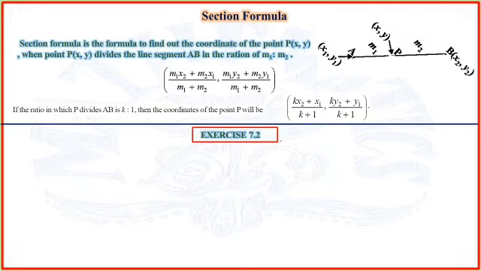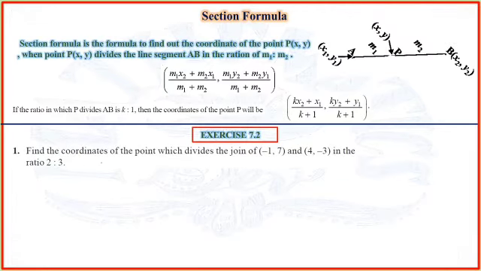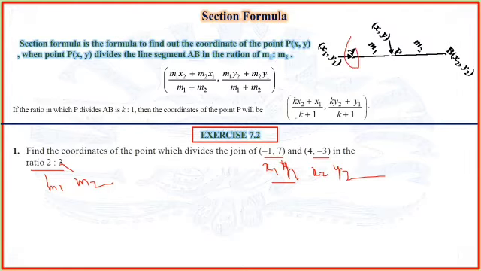Now we start 7.2. First question is: find the coordinates of the point which divides the join of (-1, 7) and (4, -3) in the ratio of 2:3. Now this 2 is denoted as m1 and 3 as m2. This -1 is x1, 7 is y1, and 4 is x2, and -3 is y2. So the coordinates of A are given, the coordinates of B are also given, and the ratio is also given. Now we have to find the coordinates of P.